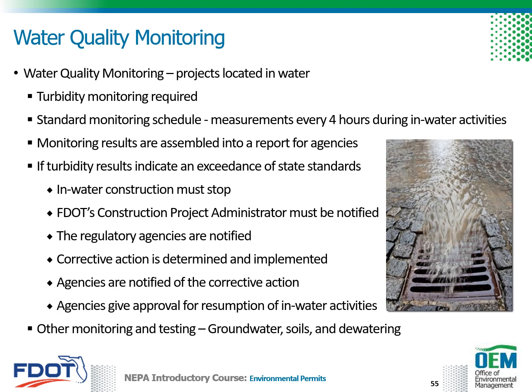The turbidity monitoring results are assembled in a report that is submitted to agencies on a daily, weekly, or monthly basis, depending on the permit conditions. The purpose of turbidity monitoring is to determine if turbidity standards are being maintained. If turbidity results indicate an exceedance of state standards, the following actions are usually required by ERP permit conditions.